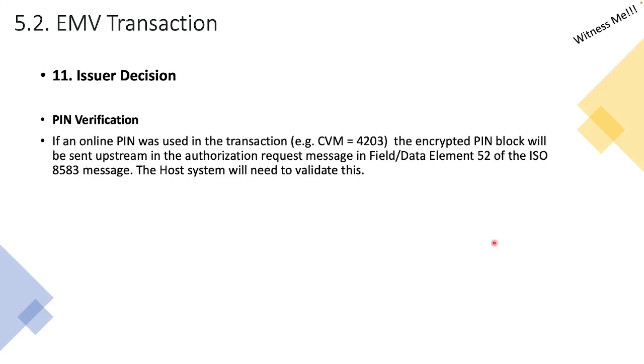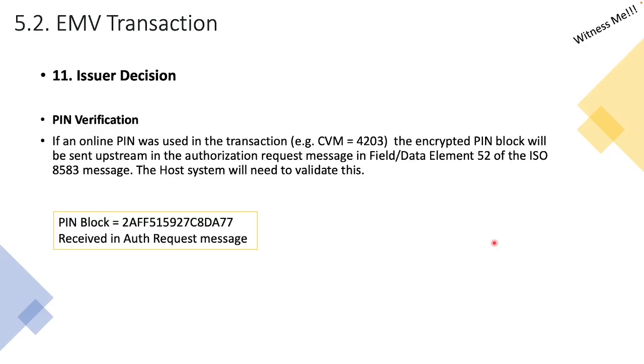PIN verification. So during the transaction, when we do the cardholder verification step, if the selected CVM was online PIN, 4203, what would have happened is the terminal would have included an encrypted PIN block into the ISO 8583 message, and this would have been sent upstream. The PIN block would have been in field 52 of the ISO 8583 message, and obviously the host system would need to now verify this PIN to actually complete the CVM step of the transaction.